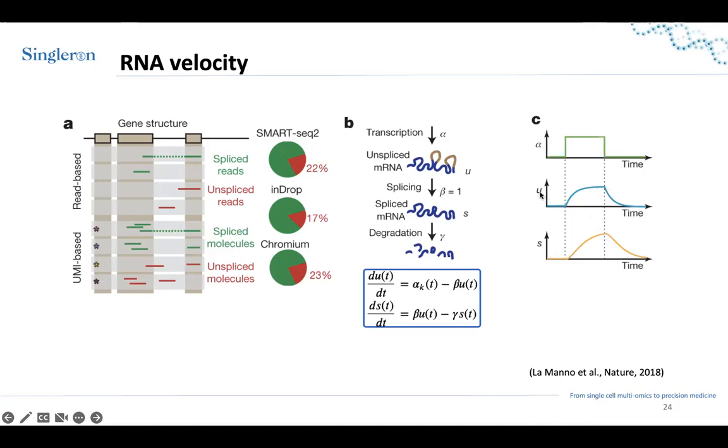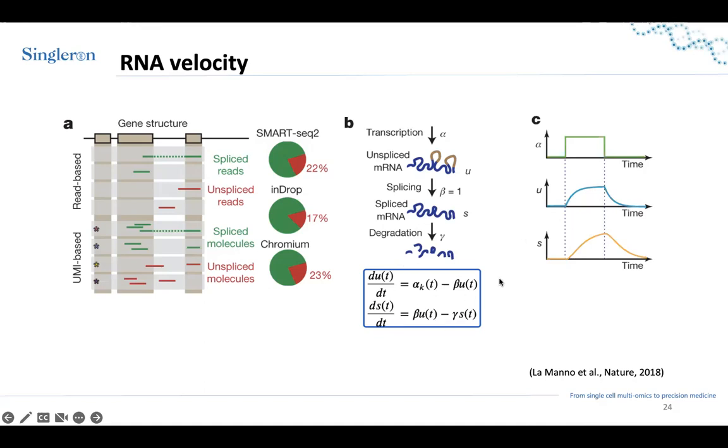because the rate of generating unspliced RNA becomes equal to the rate of degrading spliced RNA, which is at this point. And then after that, once the transcription is off again, they both start to decrease. So this is the general solution of these equations.